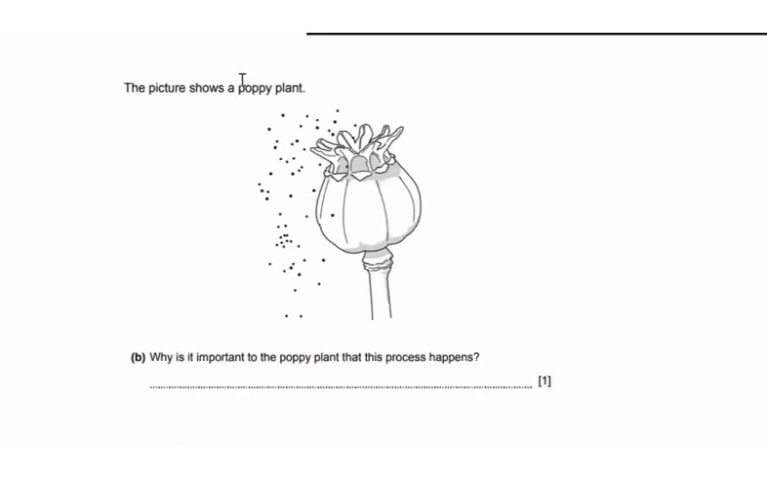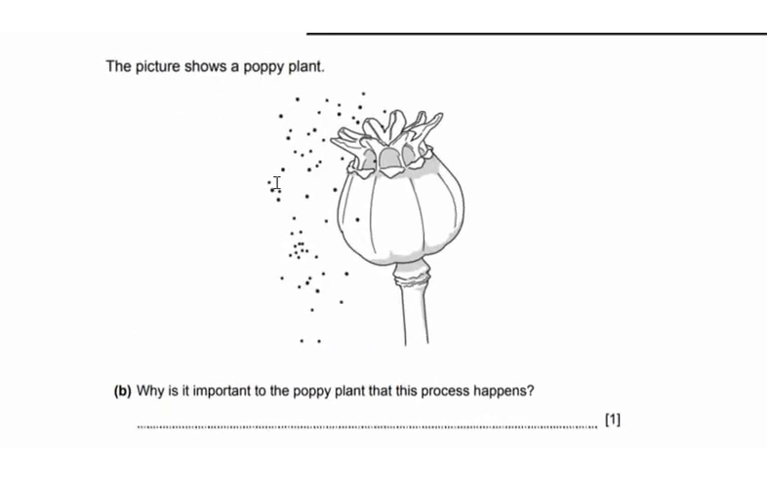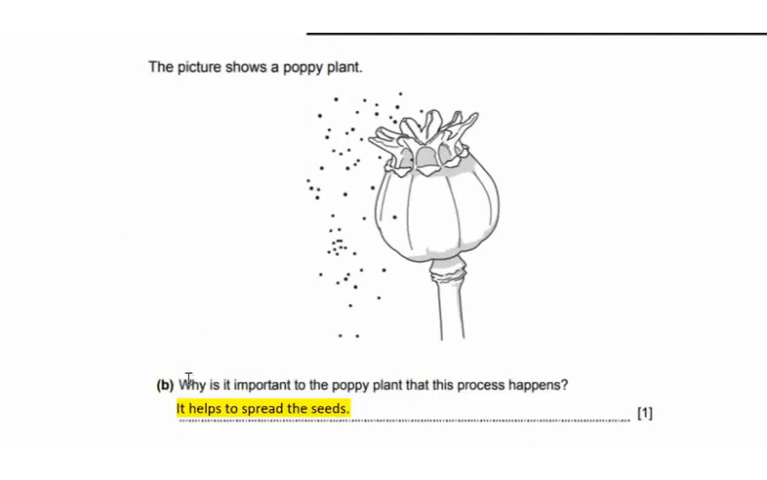Now let's move to question 2b. The picture shows a poppy plant. Why is it important to the poppy plant that this process happens? The answer is it helps to spread the seeds.